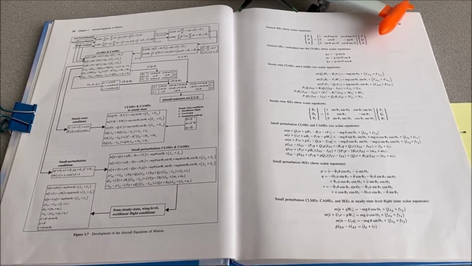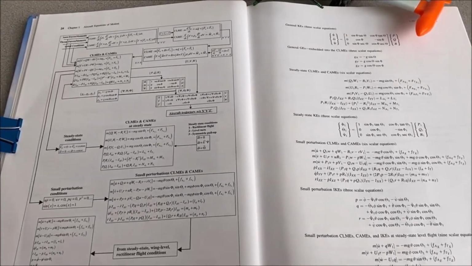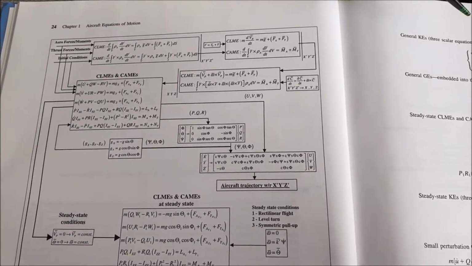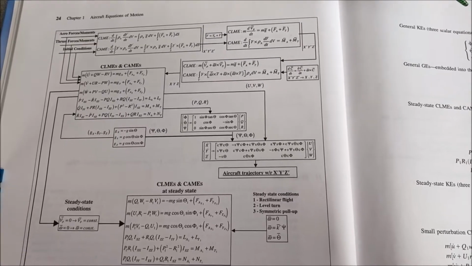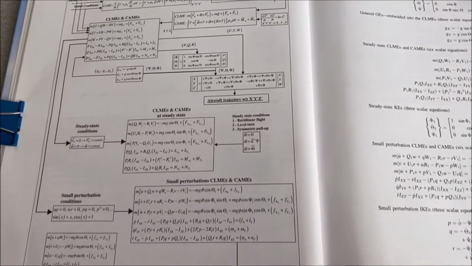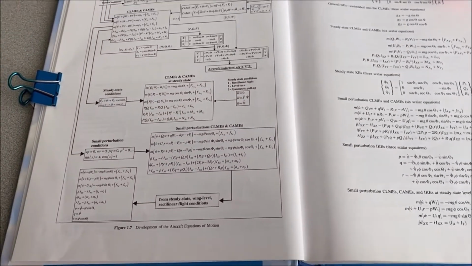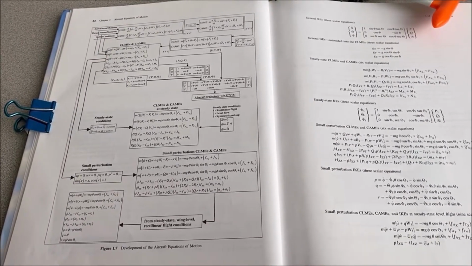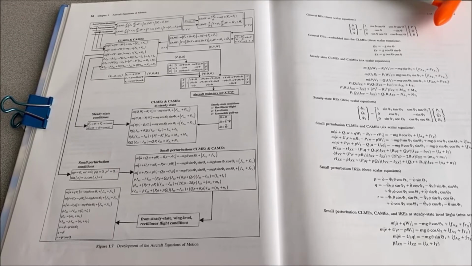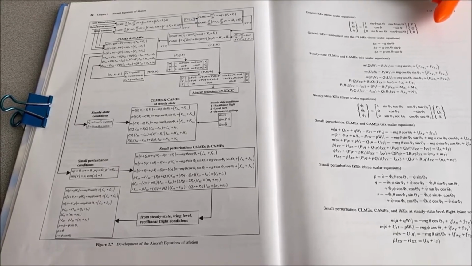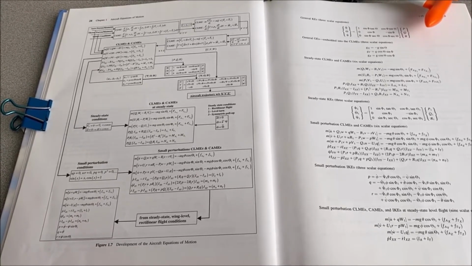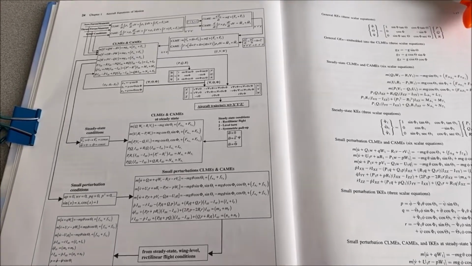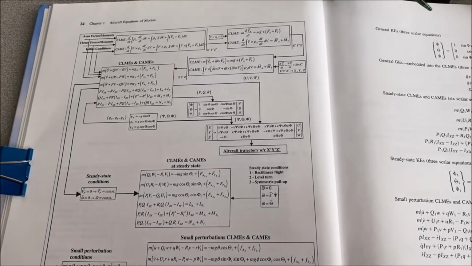So, with that, we actually complete chapter 1, which was all about the aircraft equations of motion. On page 24 of the textbook, figure 1.7 describes how everything that we've seen so far fits together: the flowchart of what variables are required for what equations, and what the inputs and outputs are for each of these systems of equations.